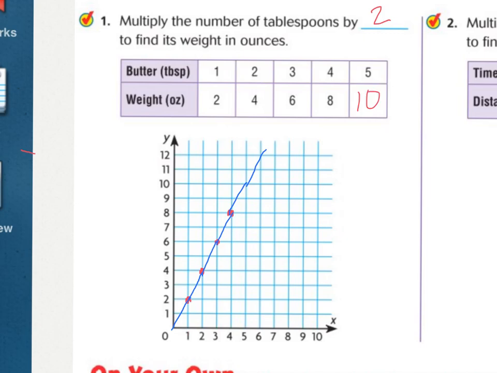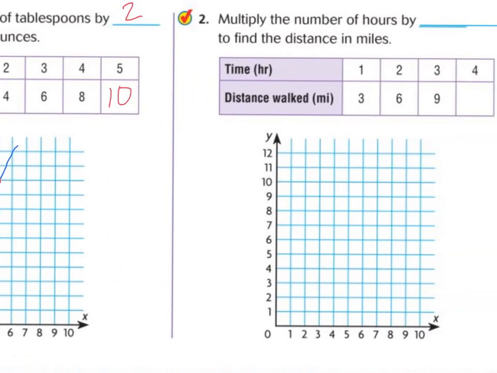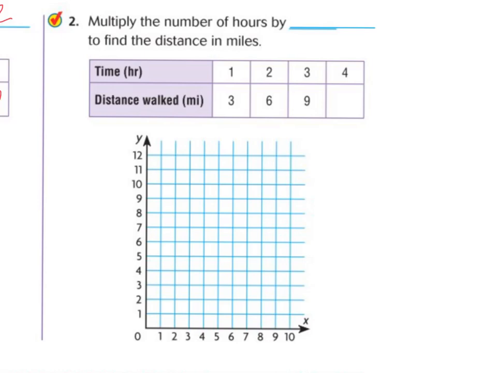Does that match up with my line? Let's go 5 all the way up. It crosses right there. Let's make a point. Is that at 10? Yep, that's the y-axis of 10. So there is number 1. Now we're going to look at number 2. So we're multiplying the number of hours by something to find the distance in miles.